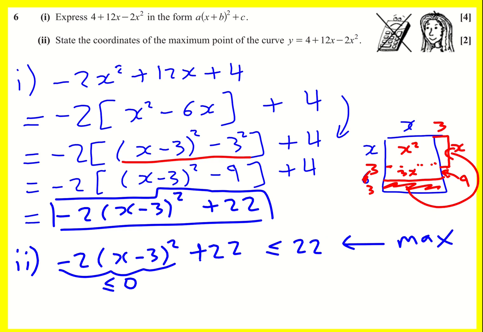When will that maximum occur? When this thing in the bracket is 0. So the maximum is going to be when x is 3, which makes the bracket 0. You just take the negative of whatever number's here, and it's going to be when y is 22.